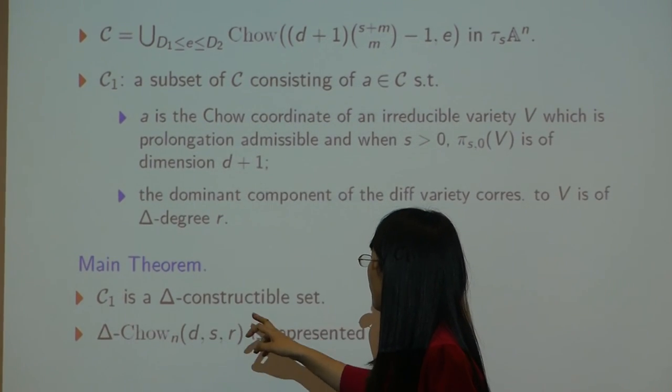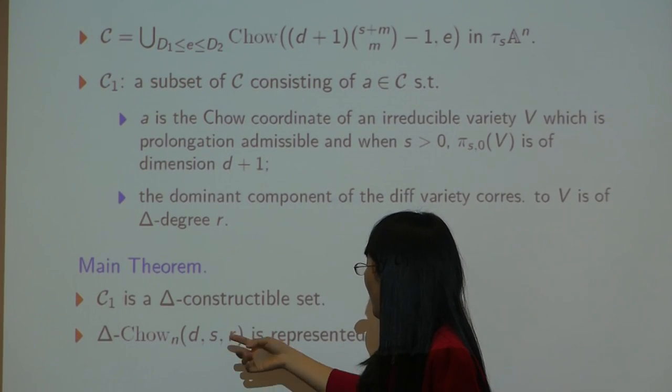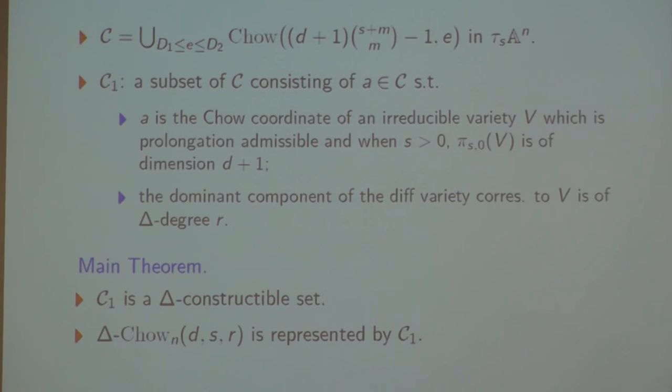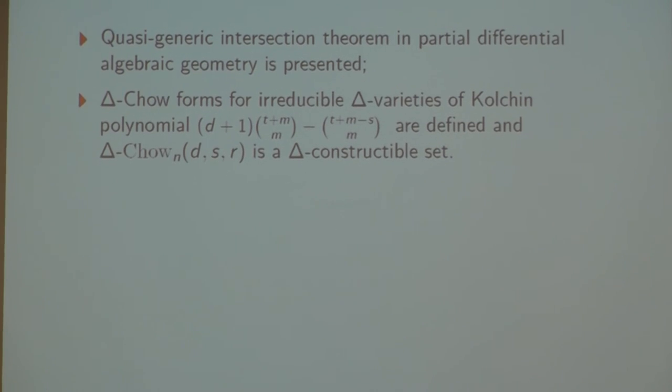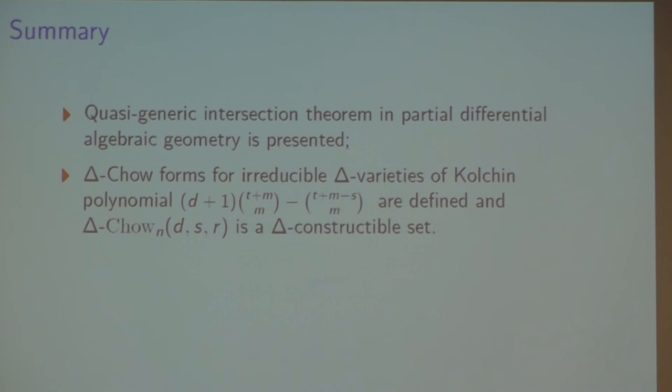And we first prove that V1 is a differentially constructible set. And if we regard V1 and V-set as functors from the category of fields to the category of sets, they are naturally isomorphic to each other. So in summary, we introduced the Kolchin generic conception theorem in the partial case, and also defined the partial differential Chow forms for irreducible differential varieties of Kolchin polynomial in this form. And here are the properties. The set of all the unique ones is a differential constructible set.